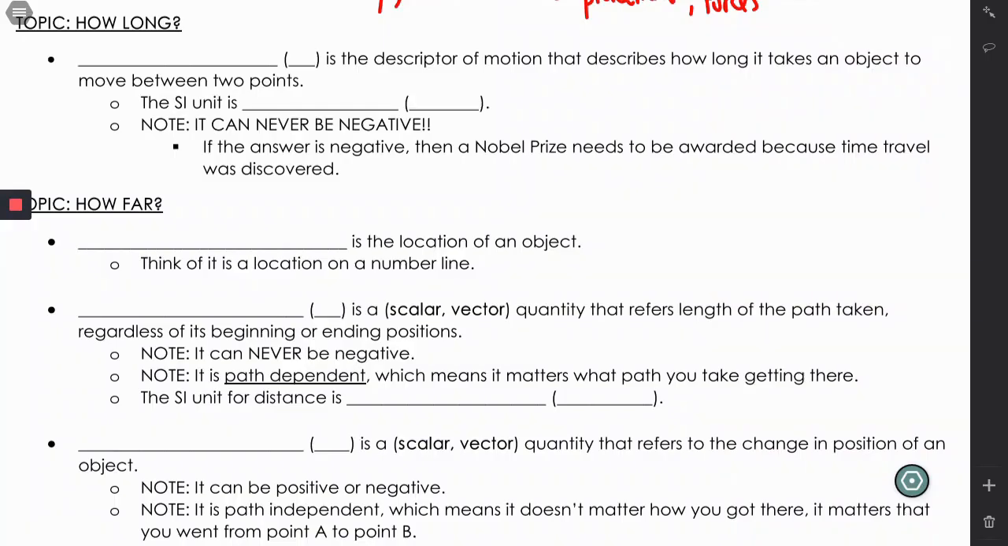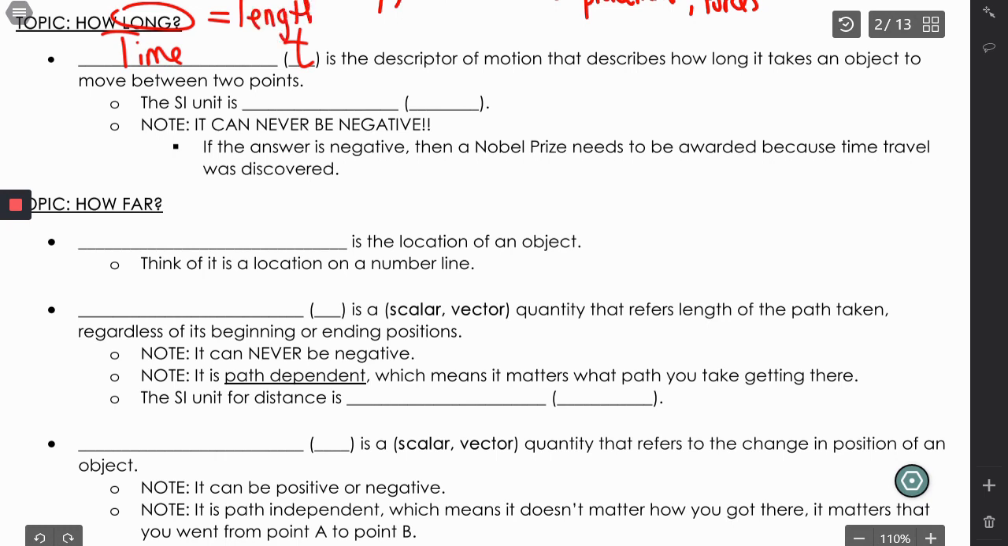Now we're going to look at the first of the two questions to describe motion. The first one is how long. This is the very easy question because there's only one answer, and that's simply time, right? You have to get out of your head that the word long does not equal length in physics. So long means time. So time is a descriptor of motion that describes how long it takes an object to move between 2 points. Again, the SI unit, so the standard unit that we use in physics, is seconds, which we just abbreviate S.